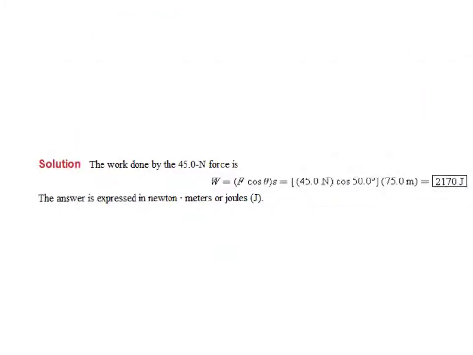So here's the solution to the problem with the numbers all plugged in for you, where we have work equals force times distance times the cosine of the angle. Our force was 45 newtons, our distance was 75 meters, and our angle was 50 degrees. So 45 times 75 times the cosine of 50 gives us a work of 2,170 joules. So don't forget that the unit for work is joules.